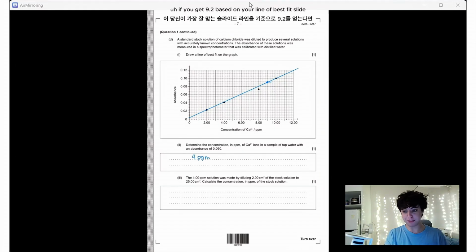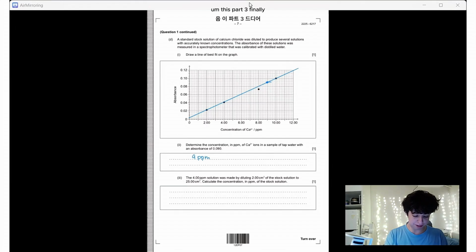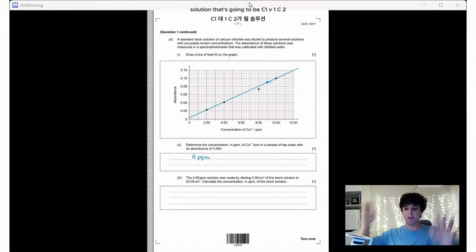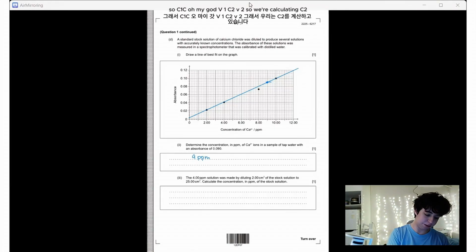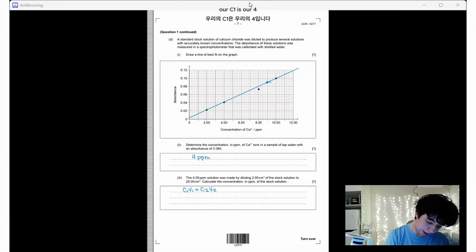This part 3, finally, the last part of question 1, is: the 4 ppm solution was made by diluting 2 centimeters cubed of the stock solution to 25 centimeters cubed, and calculate the concentration of the stock solution. That's going to be C1V1 = C2V2. So we're calculating C2. Our C1 is our 4 ppm.